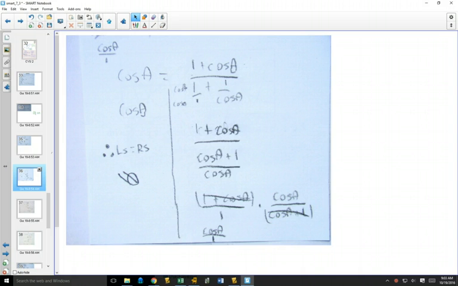And about 90% of proofs, if you can write both sides as a single fraction, you'll be done. 90% of proofs are that easy. Just write things as a single fraction. We will look at the other 10% that come up and look at strategies for that, but that's coming up. But for right now, can we write things as a single fraction?